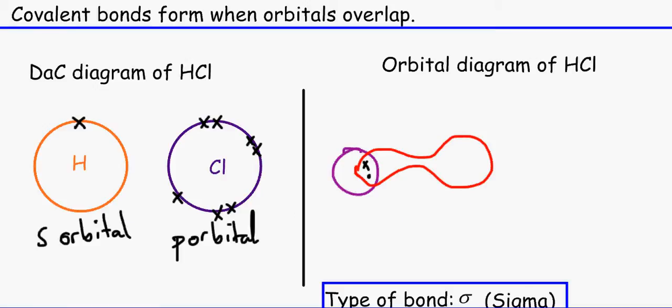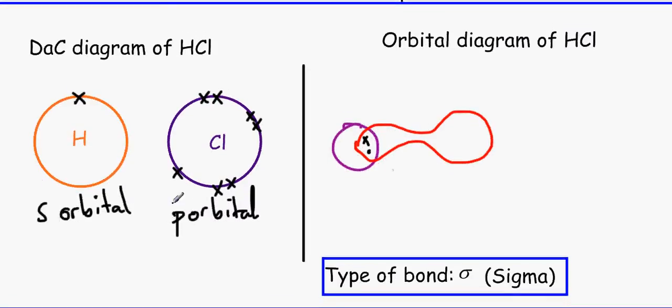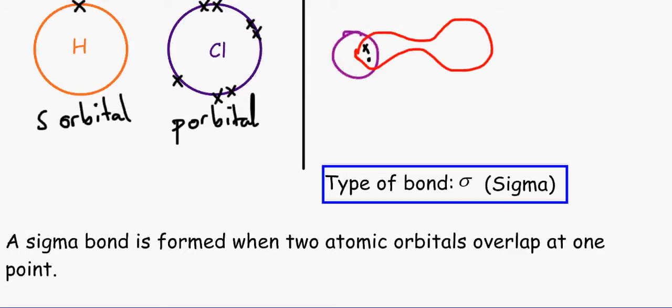A sigma bond forms when two atomic orbitals overlap end-on. It might not just be with an s orbital and a p orbital. It might happen with a p and a p orbital. Or it may happen with a d and a d orbital as well. So, moving on. We know how to form a covalent single bond.